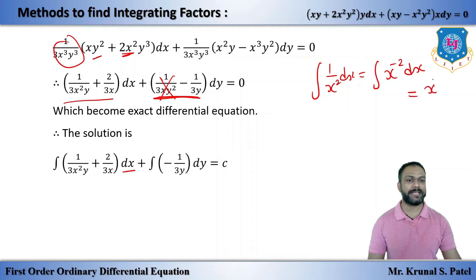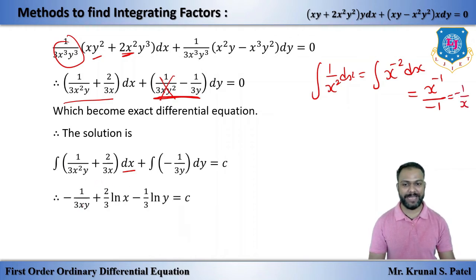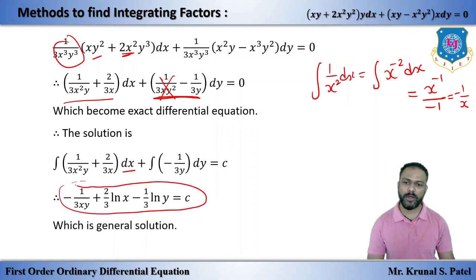Integration of 1 upon x square means integration of x to the power minus 2, that means x to the power minus 1 upon minus 1. Power plus 1, and that power goes in the denominator. So we can write minus 1 by x. So we have this minus 1 by x, and 2 by 3 as it is, 1 by y gives log y, plus minus minus 1 by 3 as it is, log y. You can simplify this step similarly, or you can leave it with this answer also. This is our general solution.